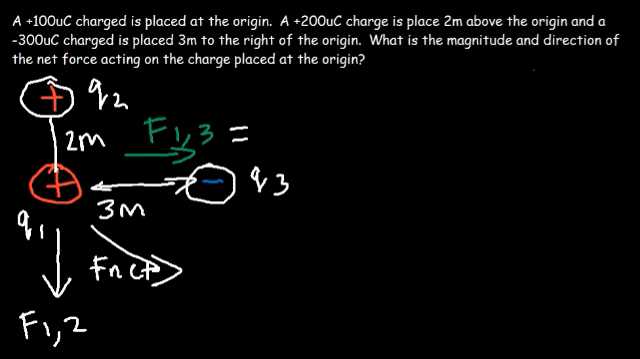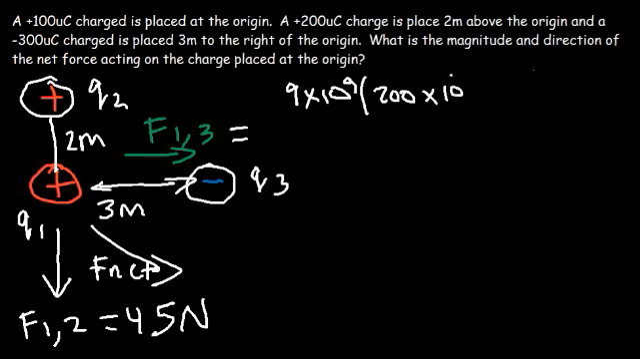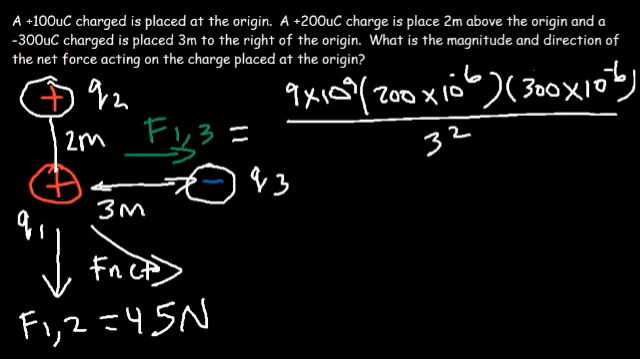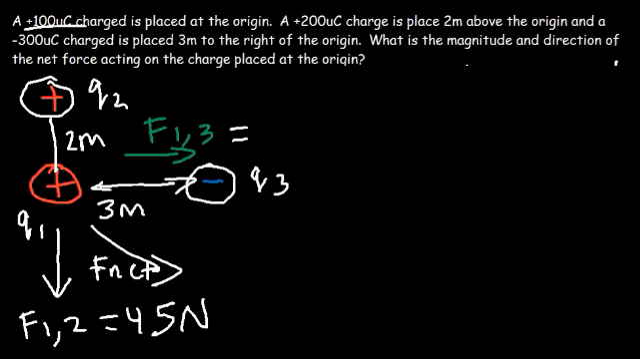Now what about F13? What's the magnitude of the force between charge 1 and 3? So it's going to be 9 times 10 to the 9 times Q1, which is 200 times 10 to the minus 6, times Q3, and that's 300 times 10 to the negative 6. Let's ignore the negative sign, divided by r squared, or 3 squared. And this is supposed to be 100. I don't know why I put 200, but Q1 has a value of 100. So the force acting on charge 1 due to charge 3 is 30.